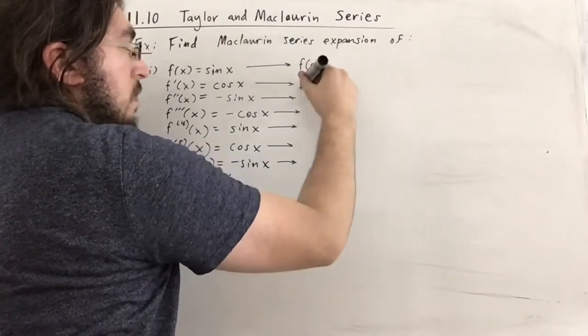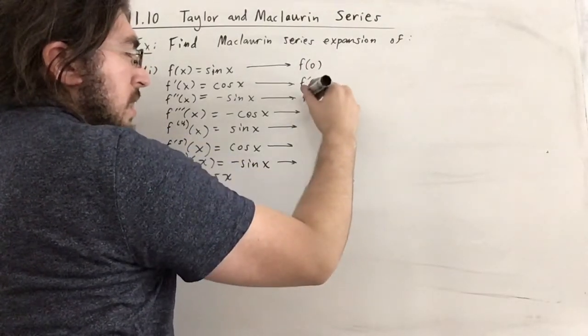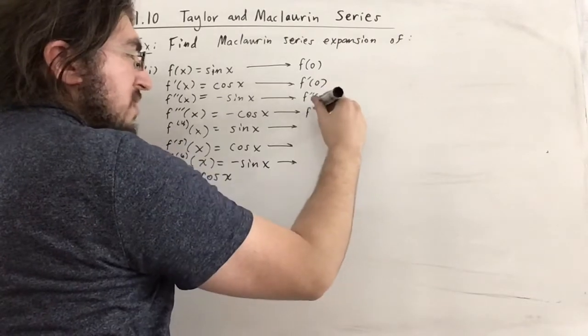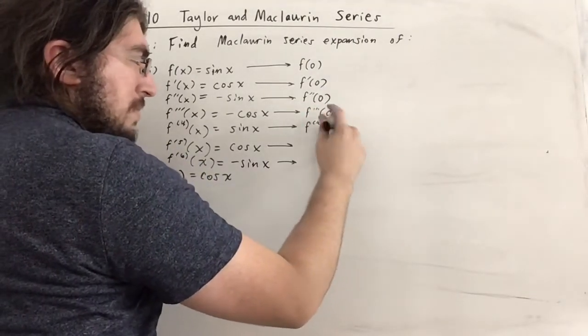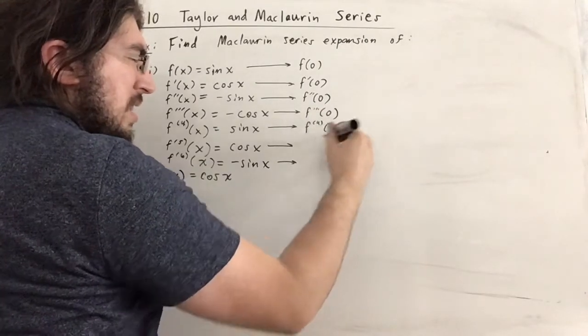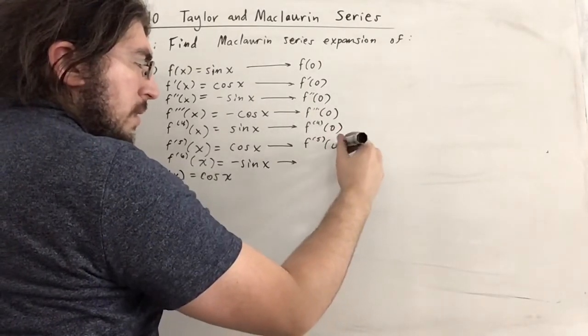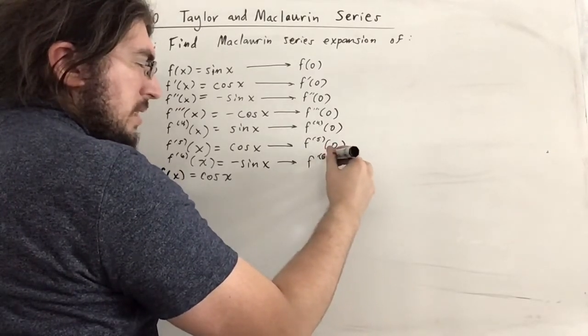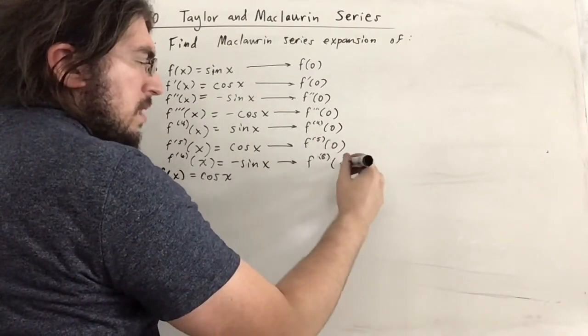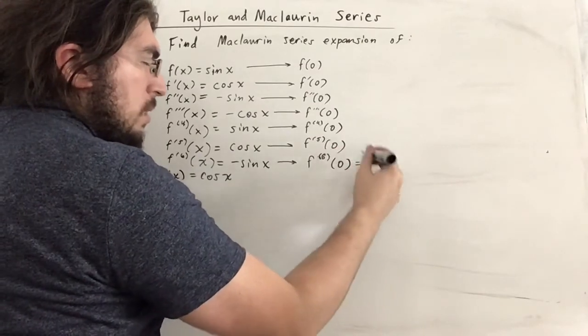So we need f of 0, f prime of 0, f double prime of 0, f triple prime of 0, f fourth derivative of 0, fifth derivative evaluated at 0, and sixth derivative evaluated at 0. That's 6, yeah. Good. So now let's see, what do we get?